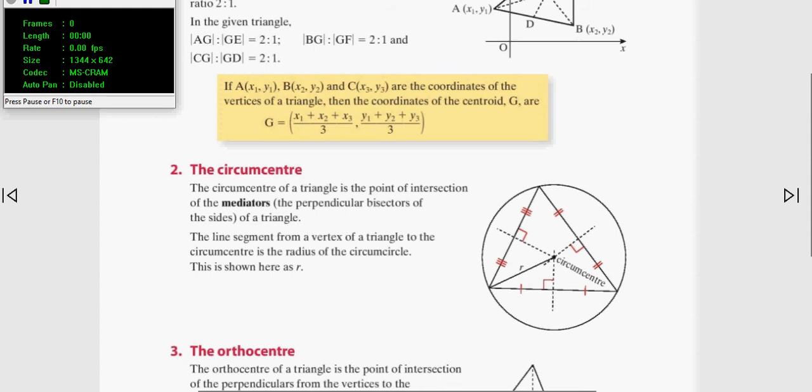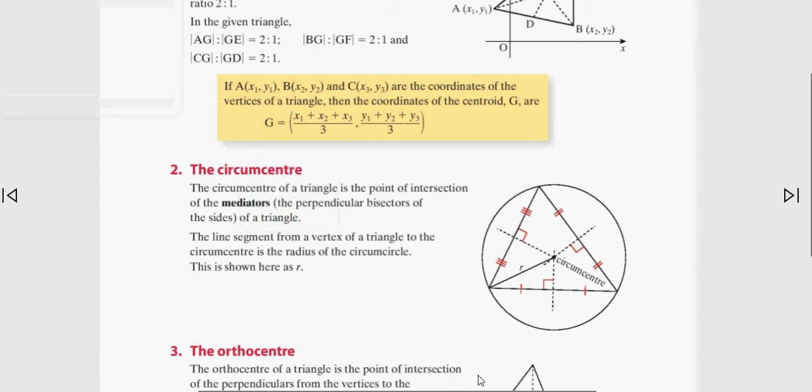So lads, we're going to do what's called the circumcenter. The circumcenter of a triangle is the point of intersection of the mediators. Mediators are perpendicular lines that go through the center of the sides of the triangle. The line segment formed from the vertex of the triangle to the circumcenter is the radius of the circumcircle.